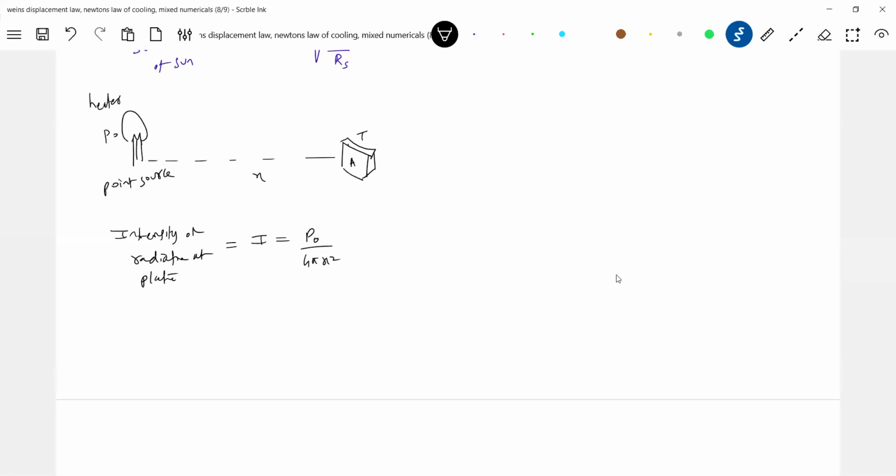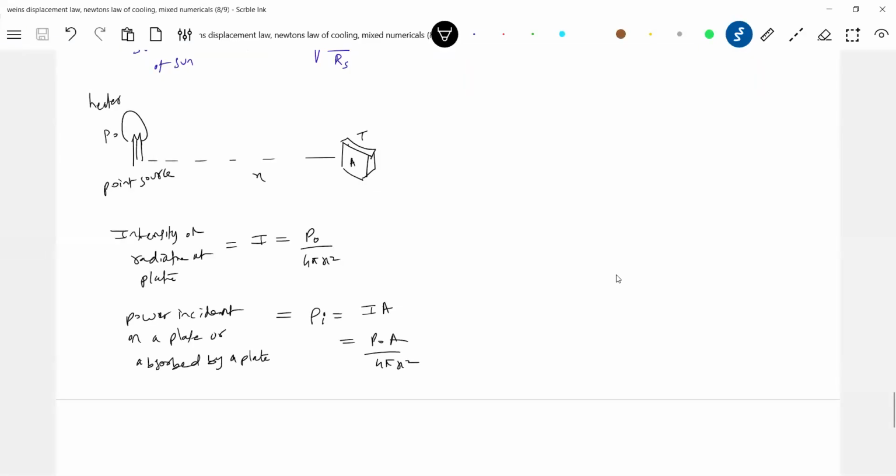pi x square. Then the power incident on the plate, or power absorbed by the plate, should be equal to how much? It should be equal to the intensity of the radiation incident on the plate into the area of the plate. So this will become P naught A by 4 pi x square.